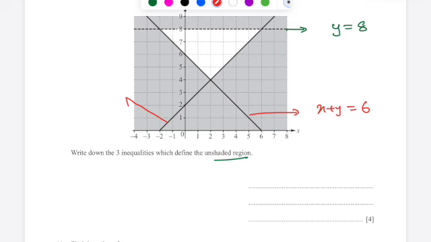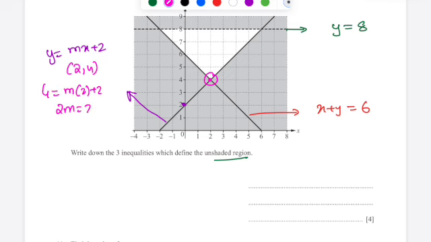And for this line, I am going to find the equation of this line. The y-intercept is 2. So y equals mx plus 2. But it passes through a point. Which point can I take? I can take this point as (2, 4). So 4 equals m times 2 plus 2. 2m equals 2. m equals 1. So y equals x plus 2.